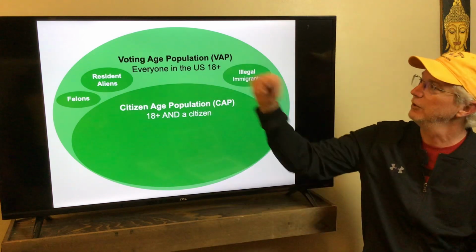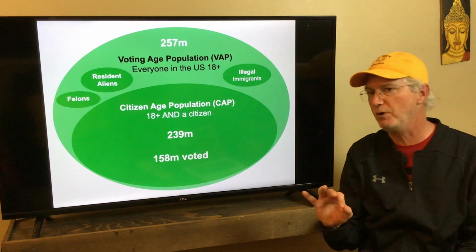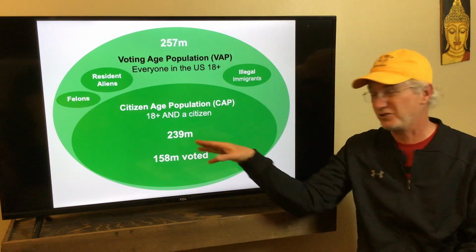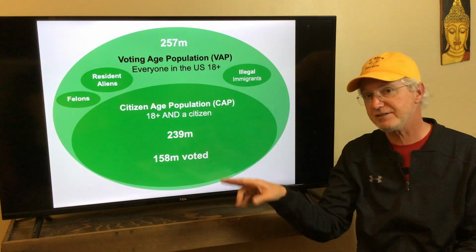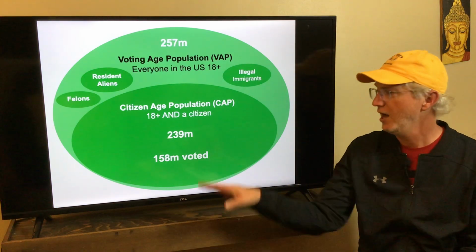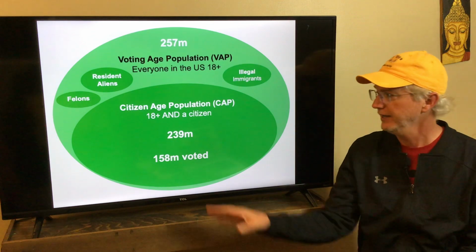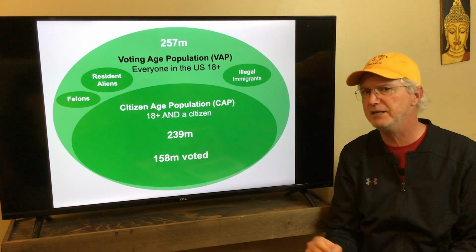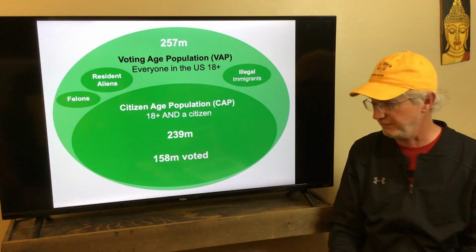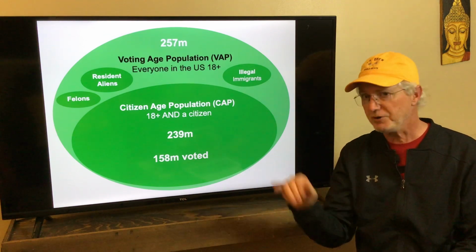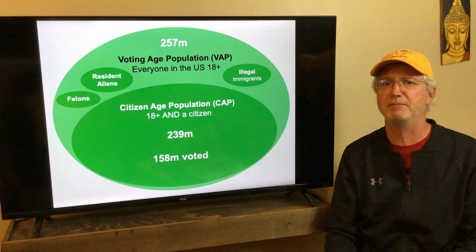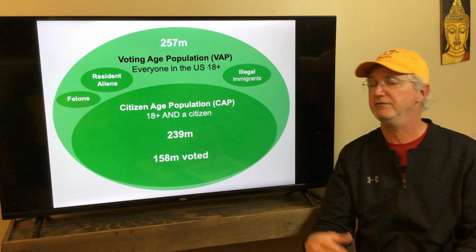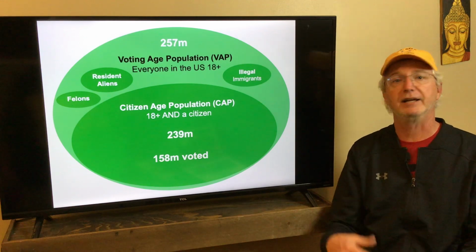What are these numbers? If we look at the voting age population, we're looking at about 257 million people. By the time you eliminate these groups, we're down to 239 million. In the last election, the 2020 presidential election, 158 million people voted. And while that might seem like a low number, if 239 million people are eligible and only 158 million voted, guys, that broke the record. There's never been a time in American history where that many people voted. So we did break the record in this last election, very controversial, but it is encouraging.